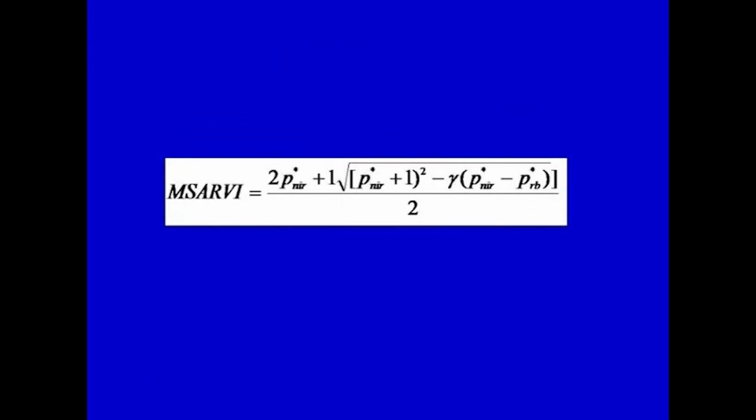The MSARVI that we have is represented by the equation given here as 2 times NIR plus 1, minus the square root of (2 NIR plus 1) whole squared minus gamma multiplied by the difference of NIR minus the difference of red and blue reflectance, divided by 2. This is nothing but the solution that we get by taking the modification to SARVI.